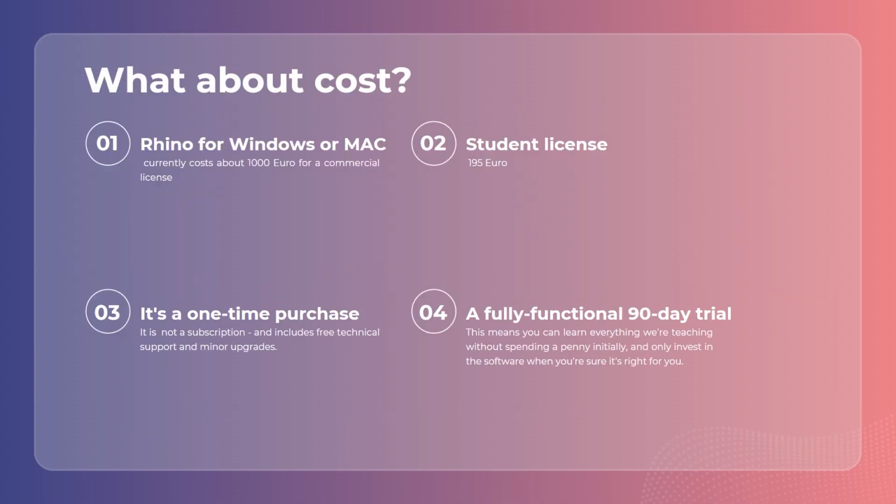What about cost? Well, Rhino for Windows or Mac currently costs about €1,000 for a commercial license or €195 for a student license if you qualify. The good news is that it's a one-time purchase, not a subscription, and includes free technical support and minor upgrades.